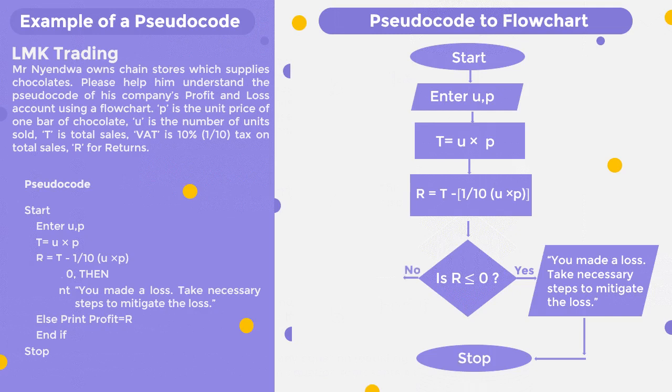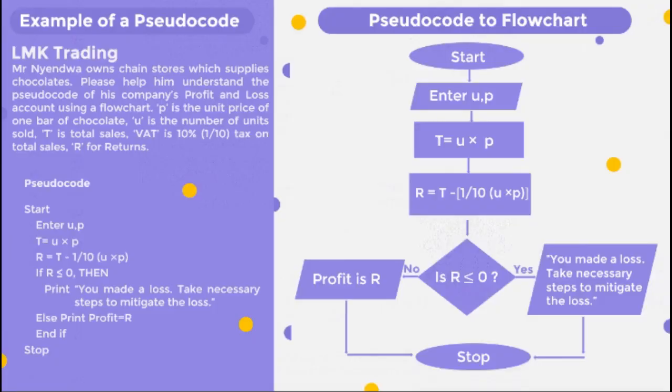What if we said no to this question, meaning R is greater than 0? It is the profit. Congratulations, Mr. Nyendwa. Your company is making a profit of R. Our job is done and we stop the program.